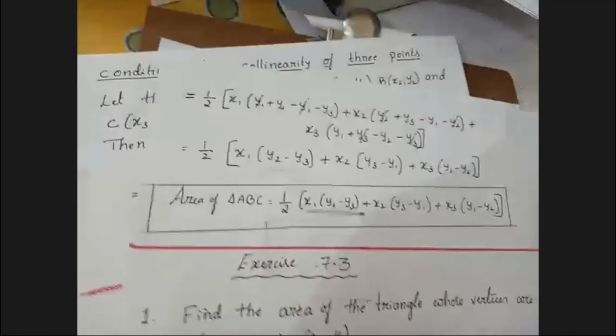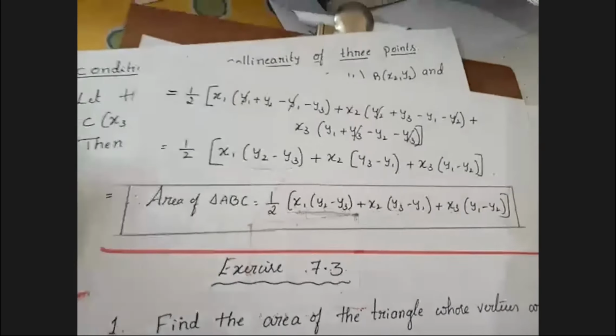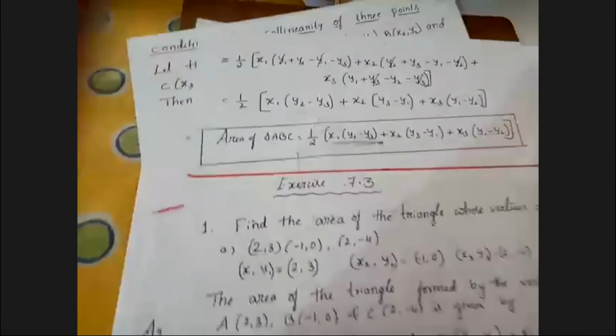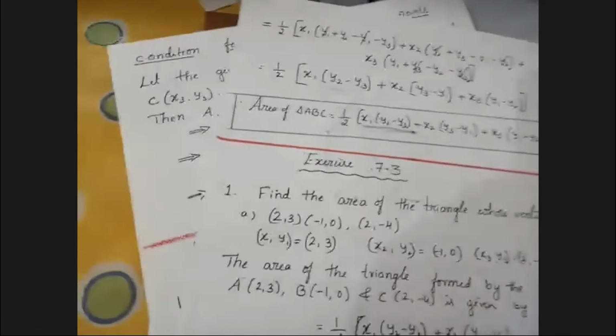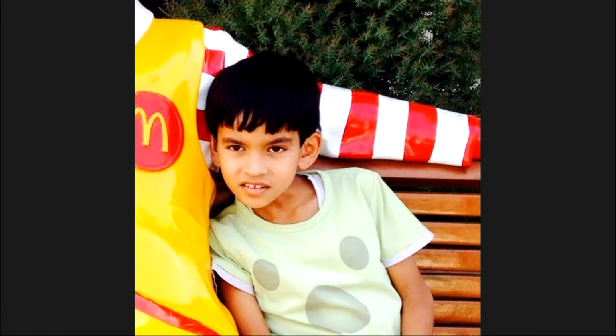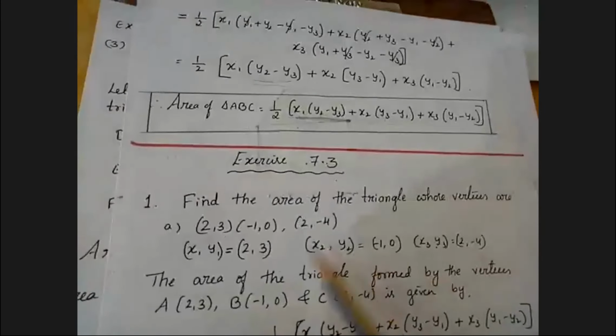Anyone have a doubt in this derivation of triangle ABC, children? No doubt, ma'am. Now, shall we move on to exercise 7.3? Yes, ma'am. 7.3, first one. Here there are two questions. The first question I'm solving. The second question I'm giving as homework. Am I clear, children?